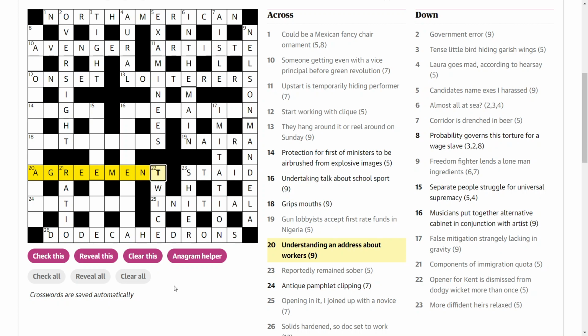An address about workers. Men is workers. And address is a greet. Is it? Okay. Some tricky ones. Relatively tricky for a Quiptic, this one. Separate people struggle for universal supremacy.